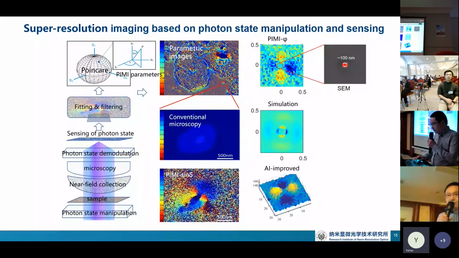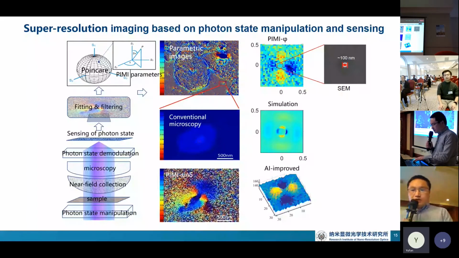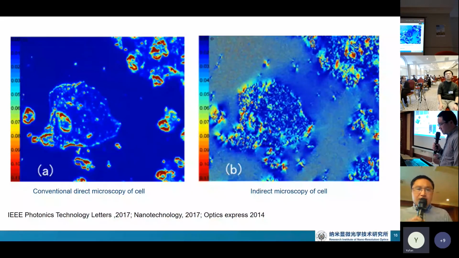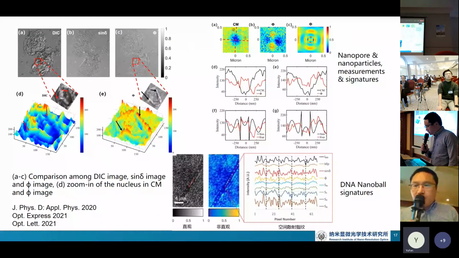With these parametric images, we can resolve details which were not obtained in conventional microscopy. Here is an image of a cell, and we also imaged a lot of nanoparticles. In the right figure, you can see the image of a gold nanoparticle with a diameter of 100 nanometers. This is the image result of the cell. You can see the detailed structure of subcellular structures. Here are some imaging results also of cells, nanopores, gold nanoparticles, and DNA nanoballs.